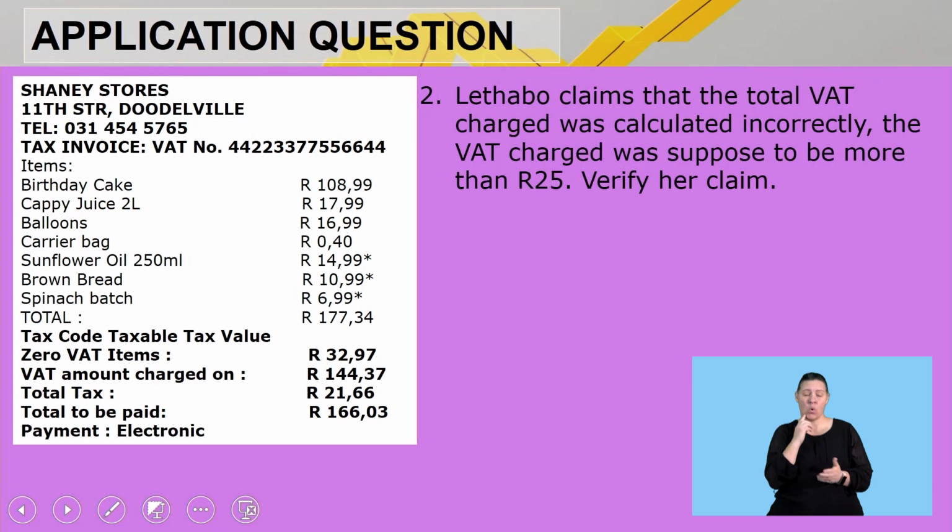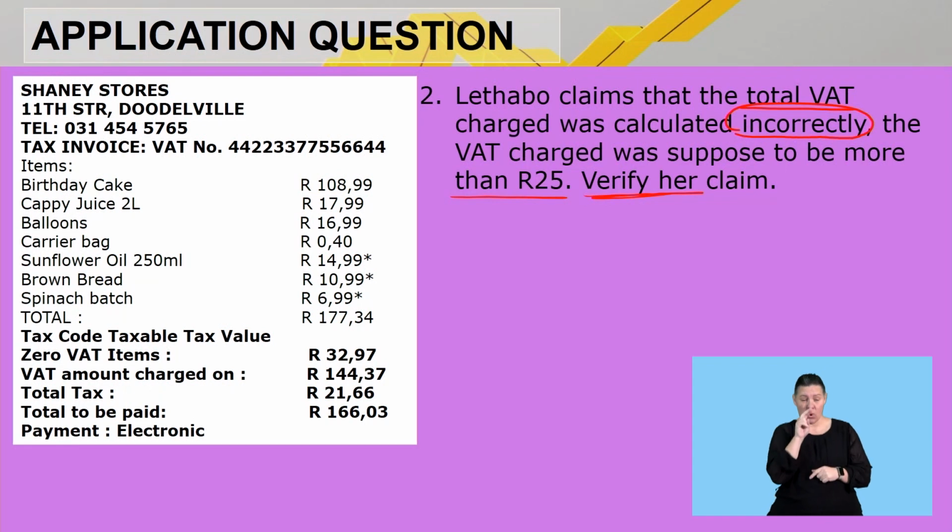Lithabo claims that the total VAT charged was calculated incorrectly. The VAT charge was supposed to be more than 25 Rand. Verify her claim. So we need to check by means of calculations whether her claim is correct or incorrect. Looking at the till slip, the total tax that is charged is 21 Rand 66. She claims that it should have been more than 25 Rand.